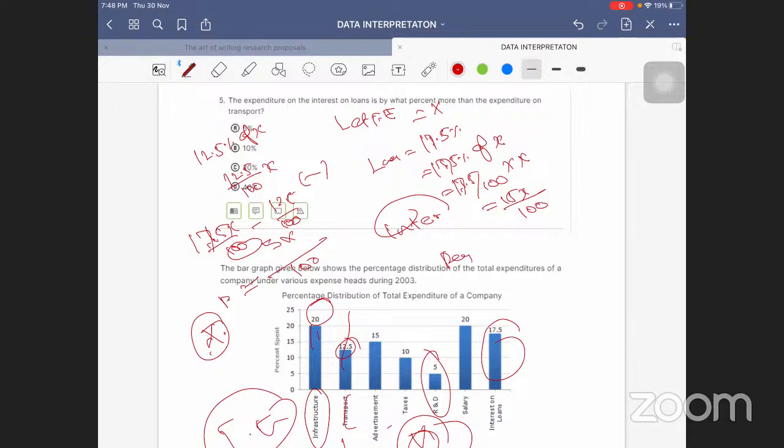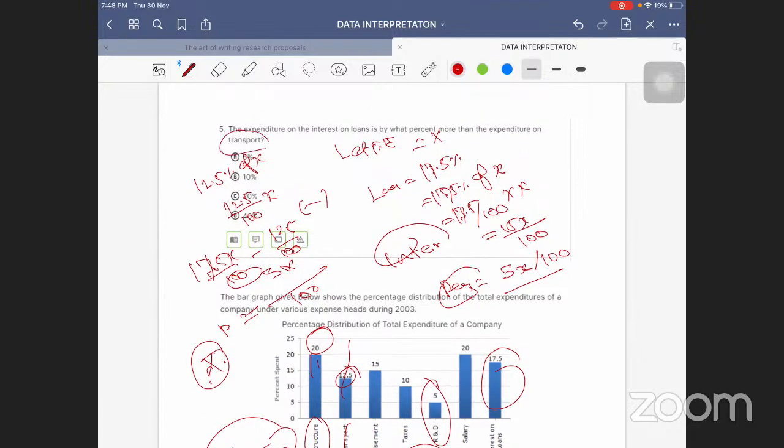So what is the required percent? 5X by 100, and required percentage is relative to transport. They are asking more than the expenditure on transport. So transport is 12.5X divided by 100. So we cancel, and the remaining is 5 divided by 12.5, which is 40. So the answer is 40%. Clear this kind of sums?